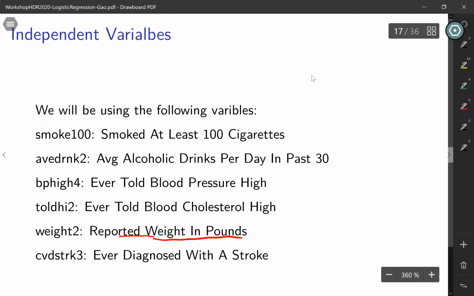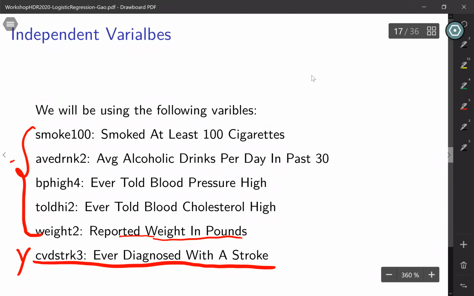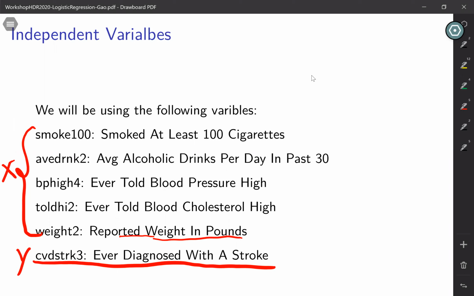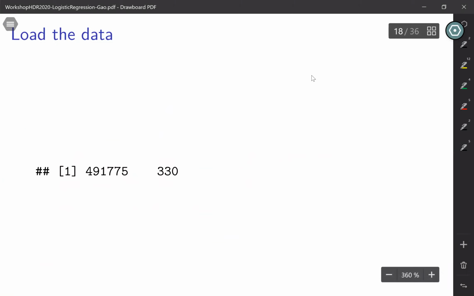Ever diagnosed with a stroke is actually our Y. I'm going to use all the others as X, so we have five predictors. I'm going to show you how to use those five predictors to predict the stroke, the dependent variable. This is a lot of data. I just want to simply show you the dimension of the data set. It's quite big: this is the number of rows and the number of columns. This means we have 330 variables in this data, and basically each row represents one patient.